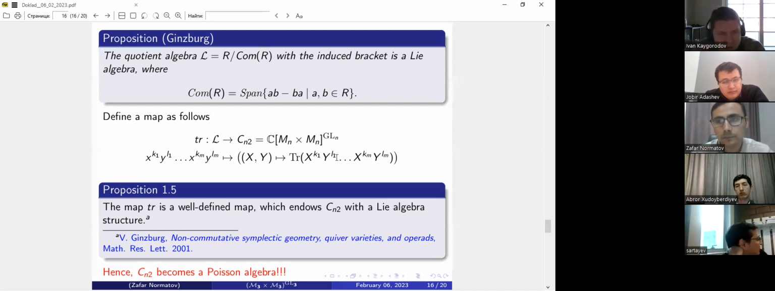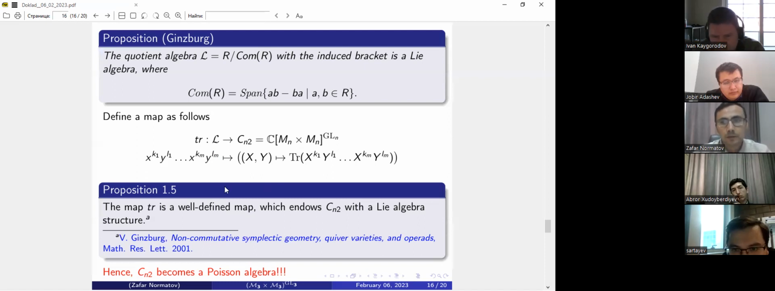Okay, I can't understand. You will take an element from L, and you will change small x to big X, where big X is an element from matrix algebra. Yeah. Okay.